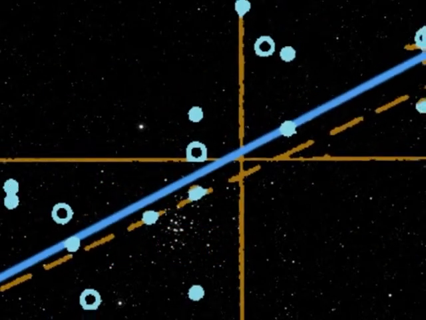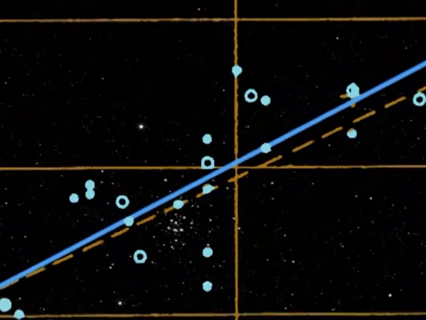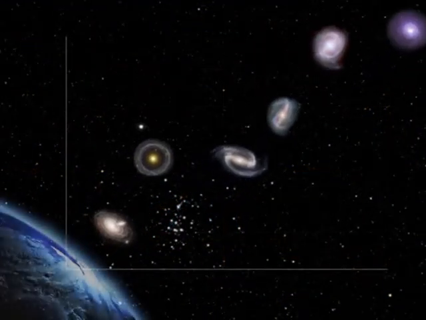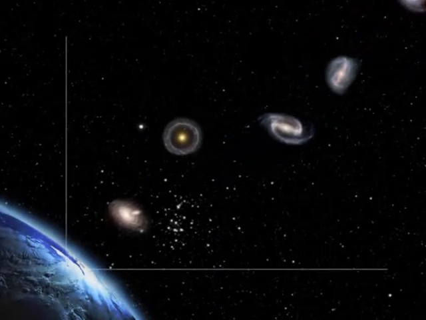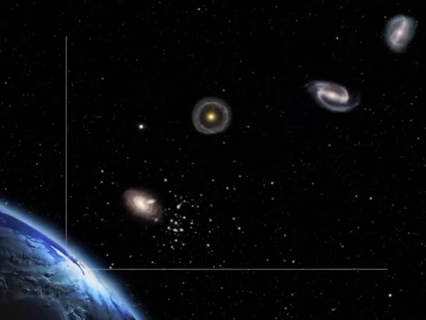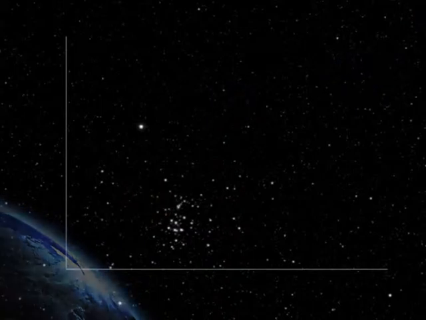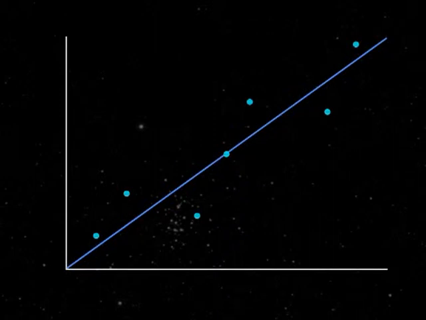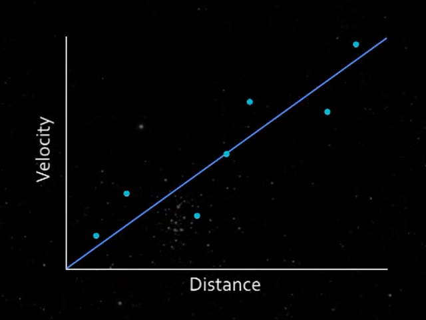Hubble also discovered that there is a relationship between the recessional velocity of galaxies and their distance from Earth. The further away they are, the faster they appear to be moving away from us, and the more their light is redshifted. This linear relationship is known as Hubble's law. It means that the recessional velocity of a galaxy can be used to estimate how far away it is.